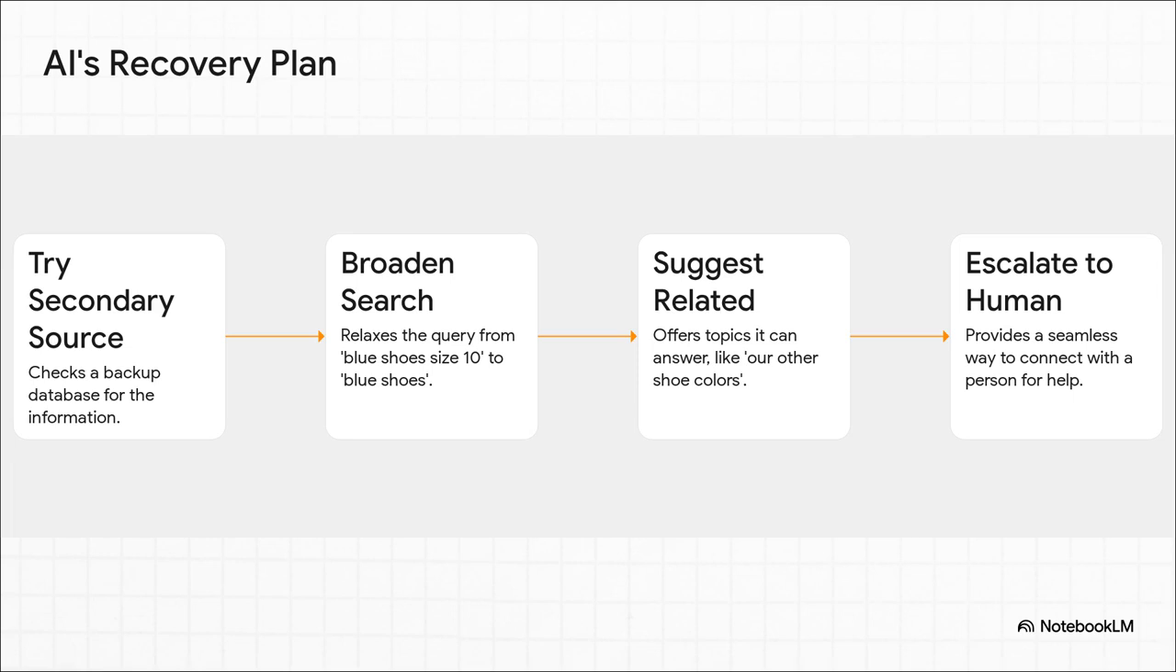And here's what that recovery plan looks like in action. First, it might check a secondary source, like a different database. No luck, it broadens the search. This is called query relaxation. It drops size 10 and just looks for blue shoes. Still nothing? Okay, now it offers proactive suggestions like, "Hey, we don't have blue, but we do have black and brown in your size." And if all of that fails, the ultimate fallback is human escalation, a really easy way to connect you with a real person. The goal is to never ever leave you at a dead end.